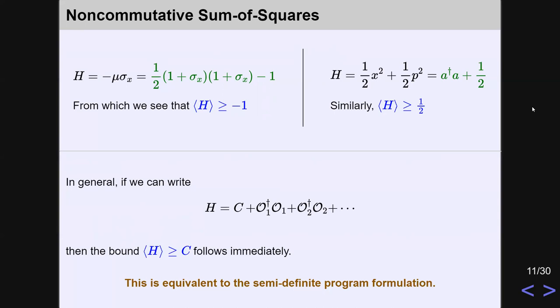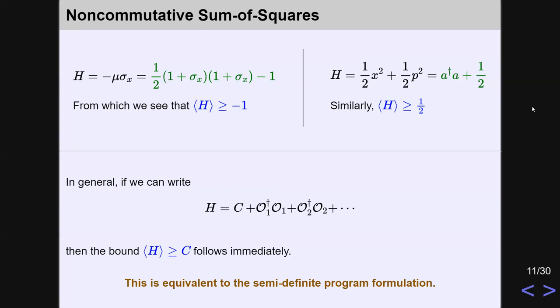And you might say, aren't these two methods related? And these two methods are related. So it is completely equivalent to phrase things as, I'm looking for some operator, O_1, such that the Hamiltonian can be written as O_1 dagger O_1, maybe plus more such things, plus a constant, which might be negative. But then you immediately get the bound that your Hamiltonian expectation value is greater than or equal to that constant. And so you can view this trick in the spin case, you can view this trick in the harmonic oscillator case.